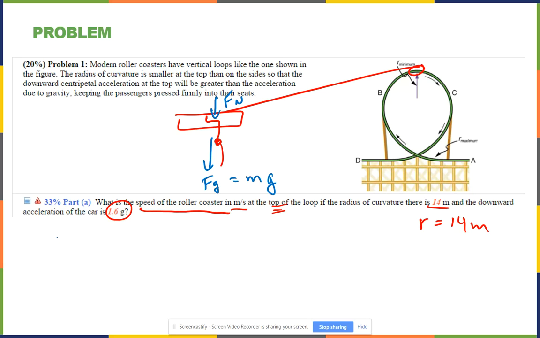So now I'm going to sum the forces, and I'm going to choose a direction that makes sense. I want to choose the direction of my acceleration. What direction is my acceleration? At the top, it is down. It says right there, downward. So I sum the forces downward. Now, when we're doing problems involving going in a circle, we use the term toward the center of the circle, the centripetal. So the sum of the forces toward the center is equal to the mass times the acceleration toward the center.